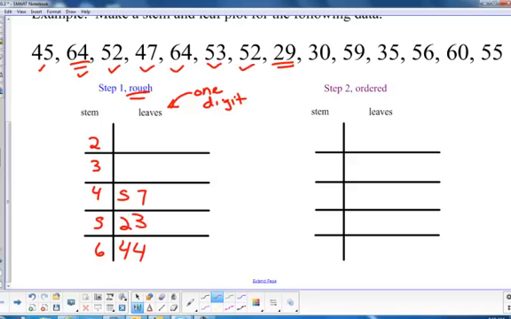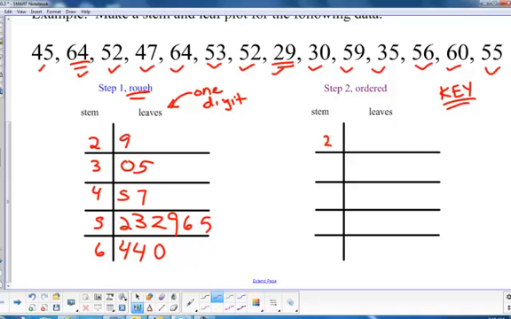53, 52 again, 29, 30, 59, 35, 56, 60, and 55. Now, it's very vital to have this in order and to have a key because we have no clue what this means.